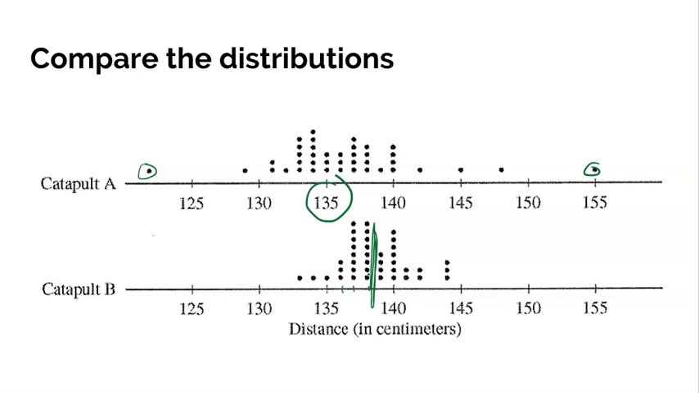Catapult A is spread from very low, maybe around 120, all the way to very long, 155. Most of the data in between goes from about 133 to 137, where there's a big cluster of data, but it's very spread out. This catapult A was not the most accurate. It had some very far throws, some very short throws, whereas catapult B was much more accurate.